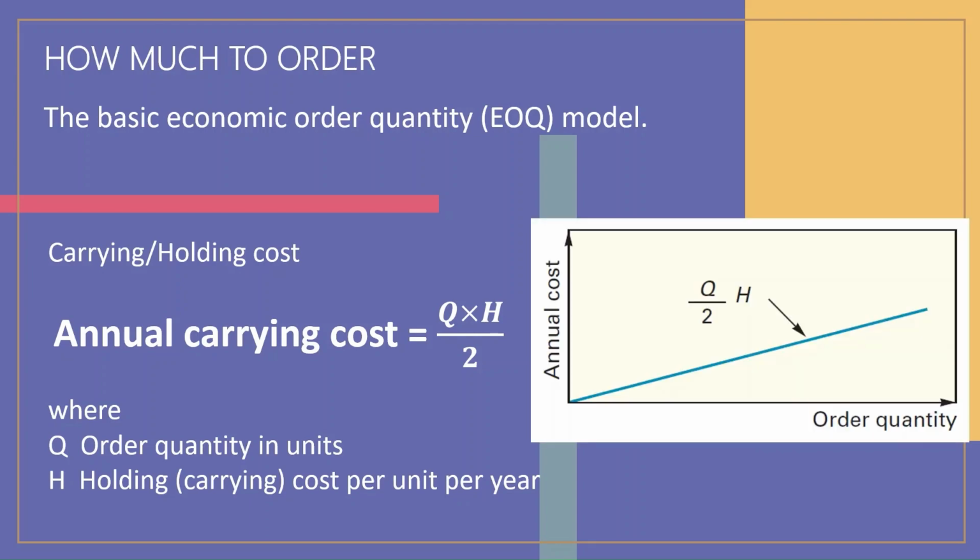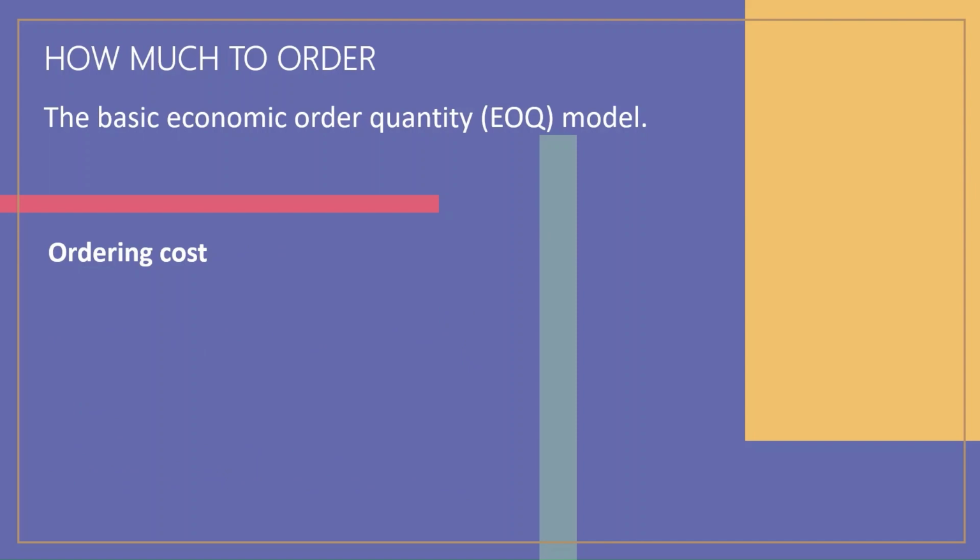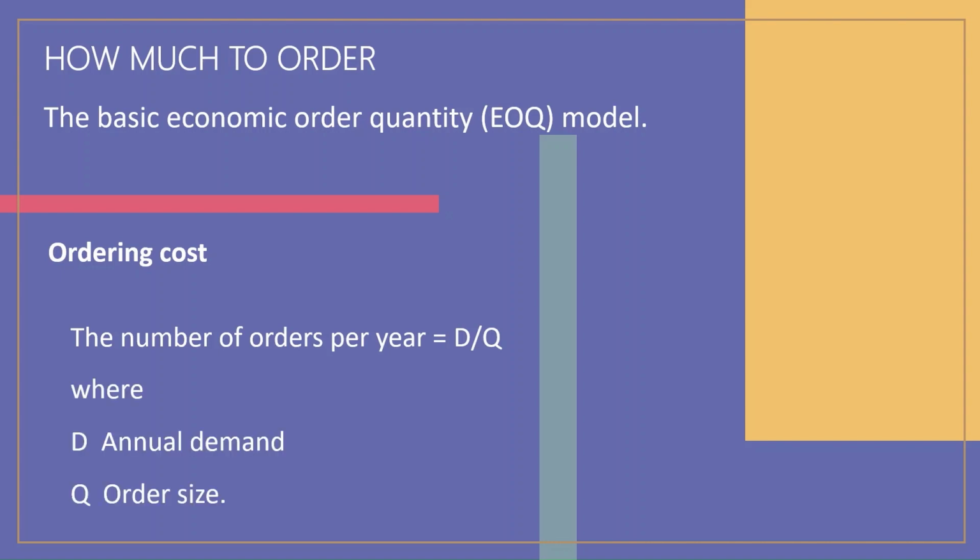Carrying cost is thus a linear function of Q and directly proportional to changes in the order quantity Q. On the other hand, annual ordering costs will decrease as order size increases because, for a given annual demand, the larger the order size, the fewer the number of orders needed. In general, the number of orders per year will be D divided by Q, where D is the annual demand and Q is the order size.